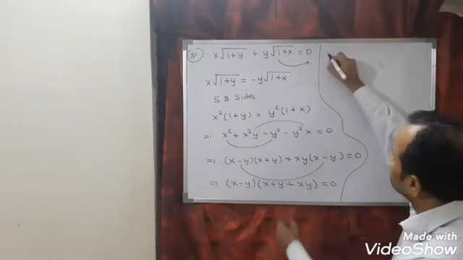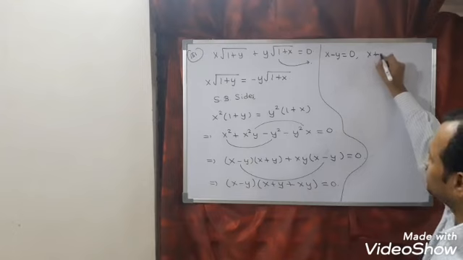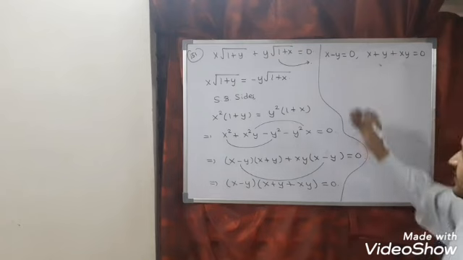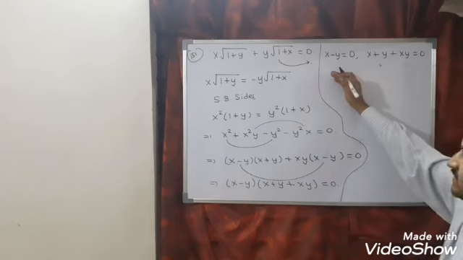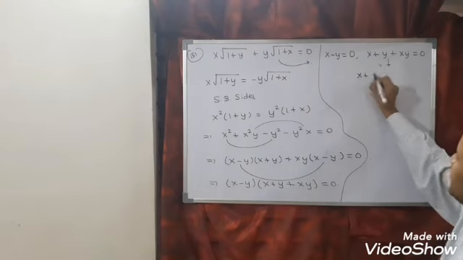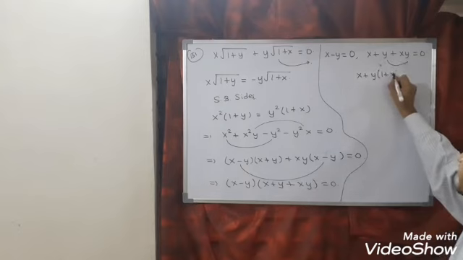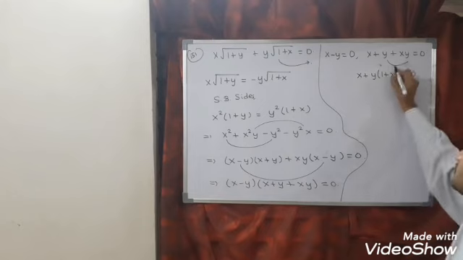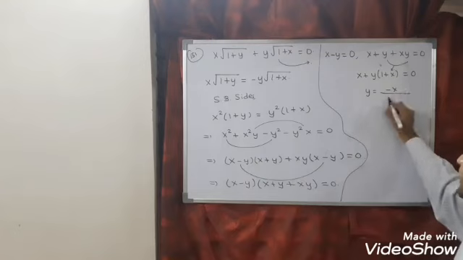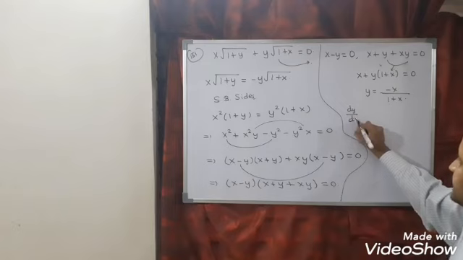So we can write this as x - y = 0, or x + y + xy = 0. If we differentiate x - y = 0, I think we will not get the answer that is given in the 4 bits. So let us differentiate this one. I think we can take y common. So x + y(1 + x) = 0. Or y is nothing but -x divided by (1 + x). Question is differentiate, so dy/dx is equal to.